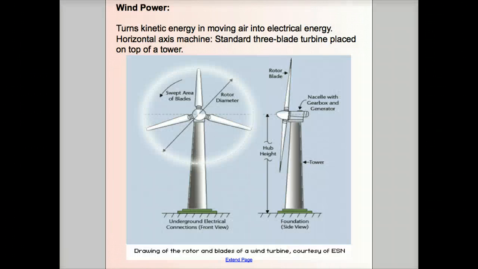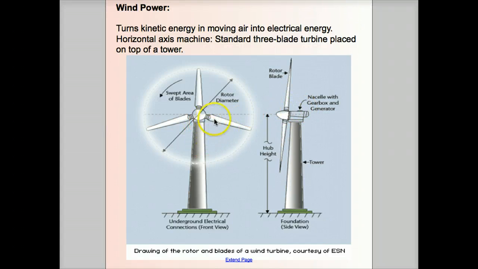Let's take a look at wind power. Wind power is also a flowing fluid, like hydroelectric. Wind power relies on a flowing fluid, in this case air. The kinetic energy of the air is taken and some of it is passed on to the blades. The blades are connected to a generator which generates electricity.